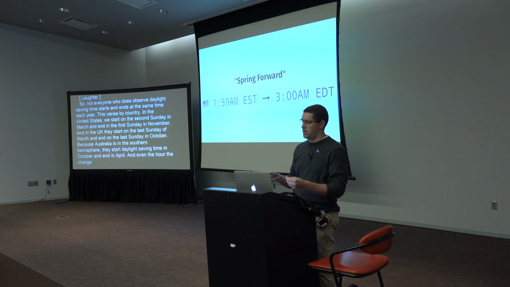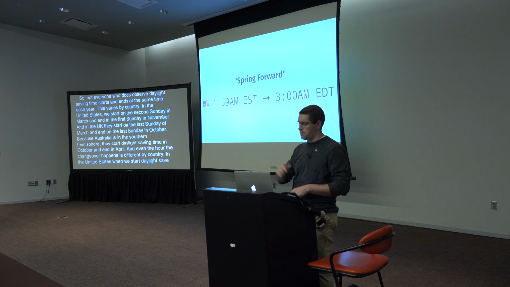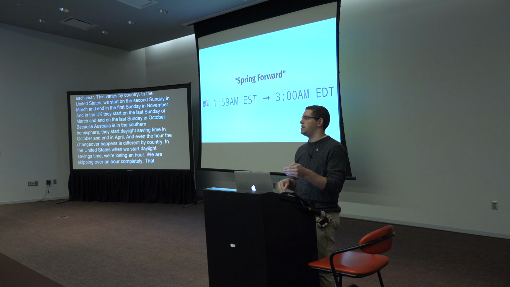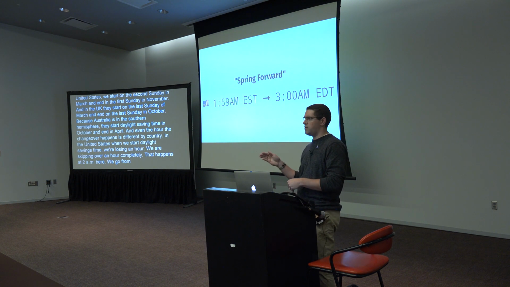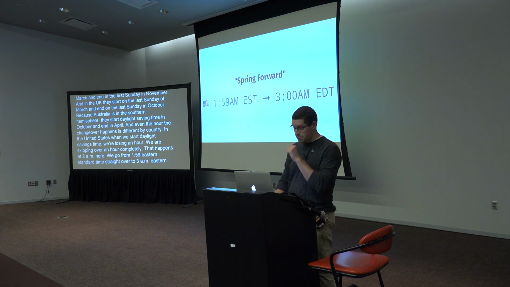So in the United States, when we start daylight saving time, we're losing an hour, right? And so we are skipping over an hour completely. That happens at 2 a.m. here. So we go from 1:59 Eastern Standard Time straight over to 3 a.m. Eastern Daylight Time. 2 a.m. Eastern Standard Time does not exist.